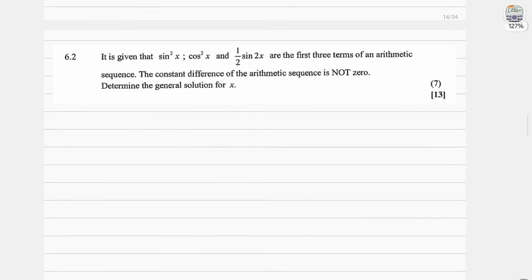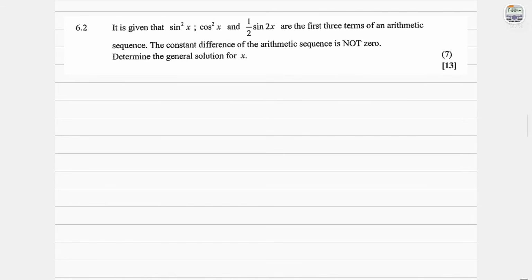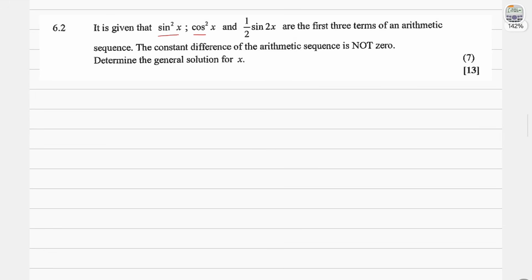Okay, question 6.2 says, it is given that sine squared x and then cos squared x and a half sine 2x are the first three terms of an arithmetic sequence. The constant difference of the arithmetic sequence is not 0. Okay, they're clearly saying that for a reason. We'll look into that. And they want us to determine the general solution for x.